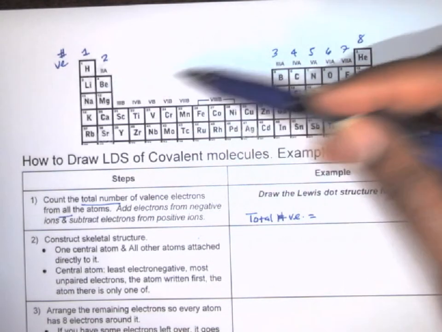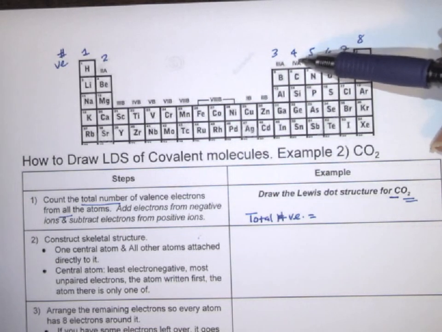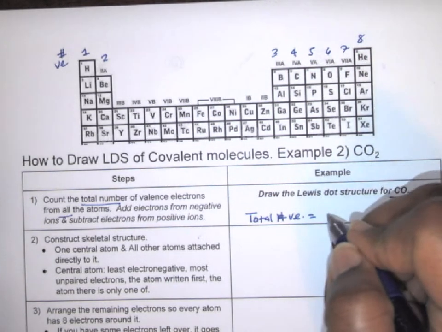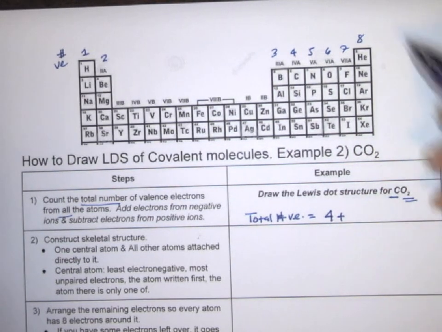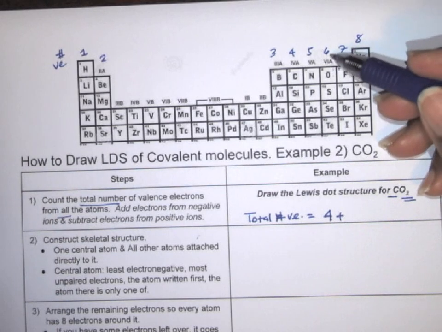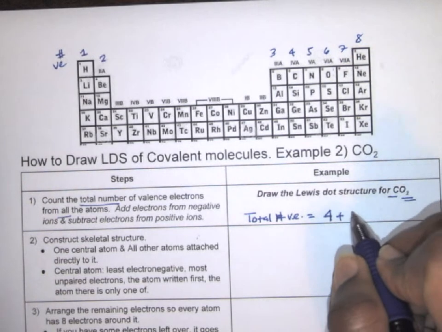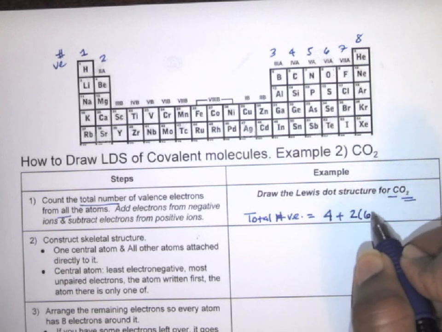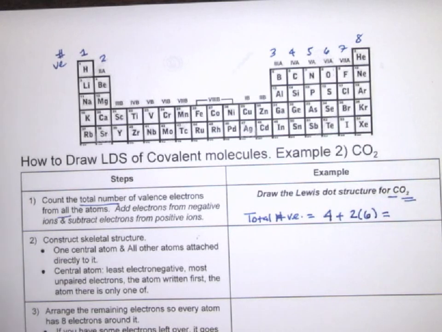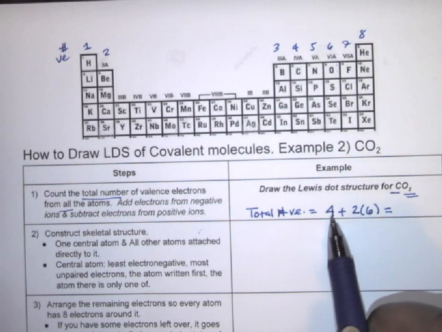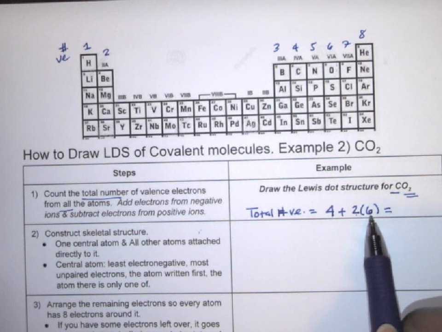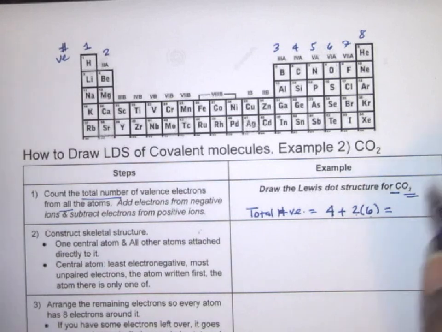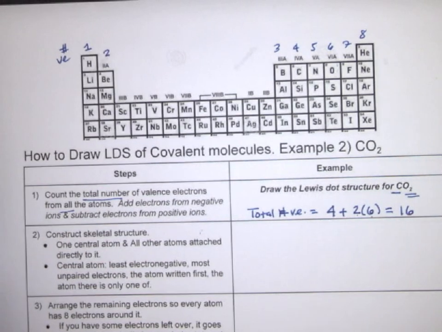Carbon, if I look in the periodic table, it's in group 14, so it has 4 valence electrons. And I have only 1 carbon. On the other hand, I have 2 oxygens, and each oxygen has 6 valence electrons because it's in group 16. So I'm going to take 2 and multiply it by the 6. So when I do that, I can do some mental math here. 2 times 6 is 12. Plus the 4 gives me a total of 16 valence electrons.